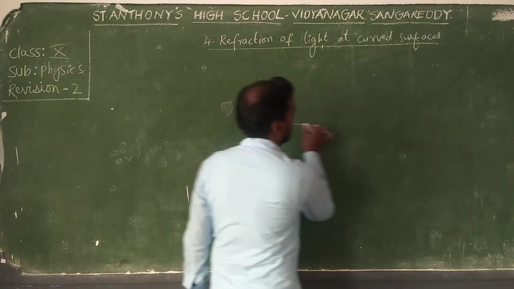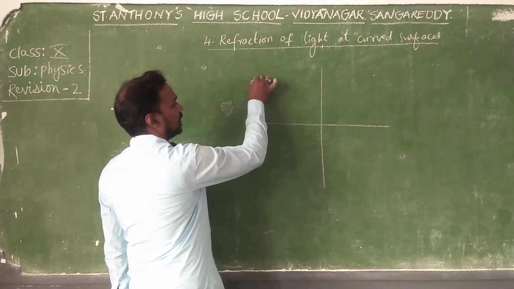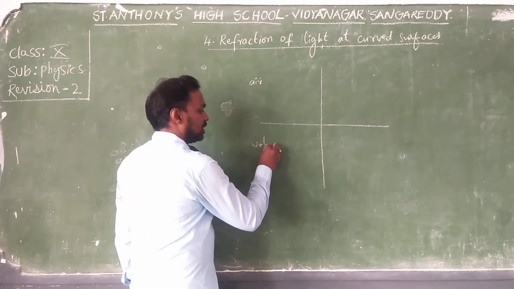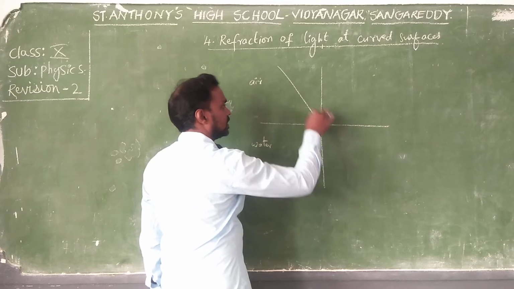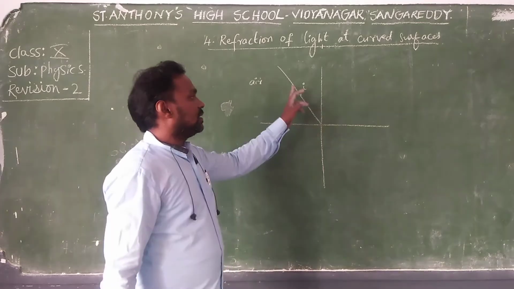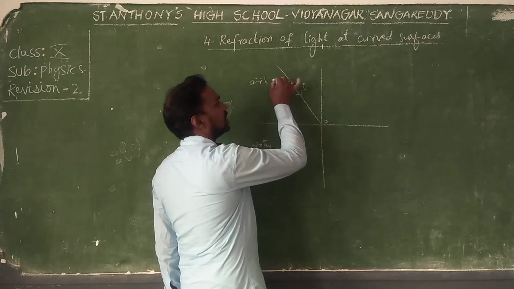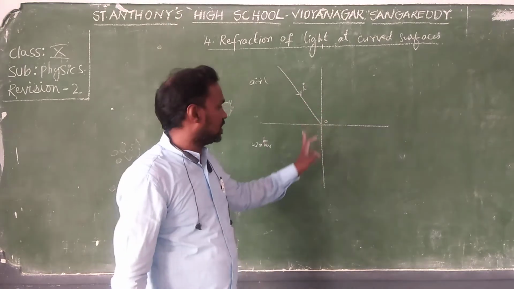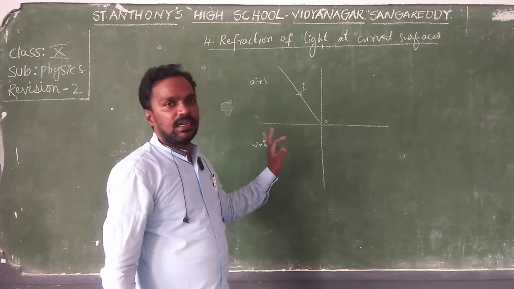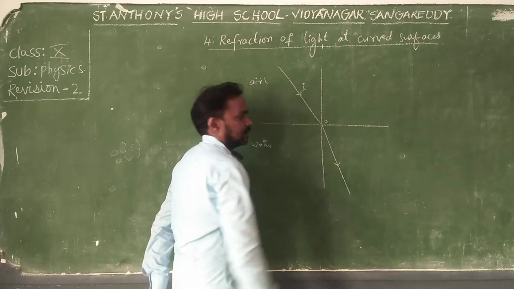Let us see, on a plane surface. This is the normal. Suppose this is air, one medium, and water is another medium. Light is traveling from air to water. This is the incident ray, coming and hitting here at the point of incidence. When it travels from a rarer medium, air being the rarer medium, meaning the density of air is less than the density of water, and water being the denser medium, what happens? Due to the change in velocity, it bends towards the normal.